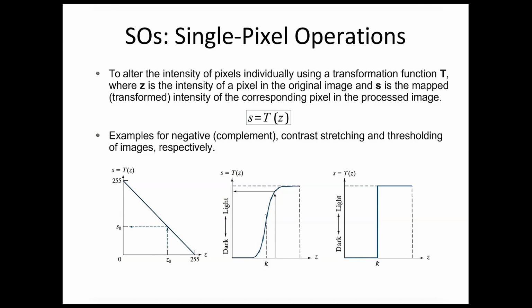Here we call it contrast stretching. Basically, the pixels on the lower side, which are the darker ones, are mapped towards the more darker.